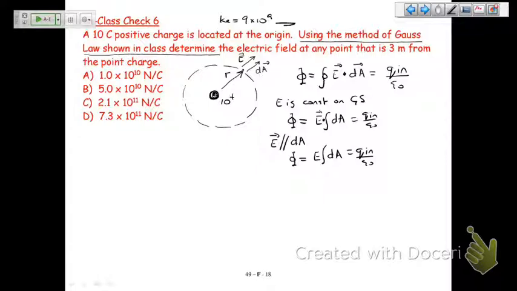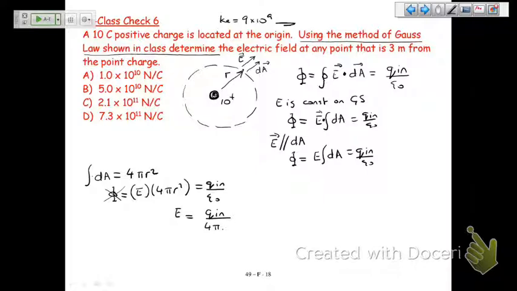And then I can say that the integral of dA is equal to 4 pi r squared. So my flux is equal to E times 4 pi r squared, which equals Q_in over epsilon naught. I don't care about my flux anymore. So I can say my E is equal to Q_in over 4 pi r squared times epsilon naught.